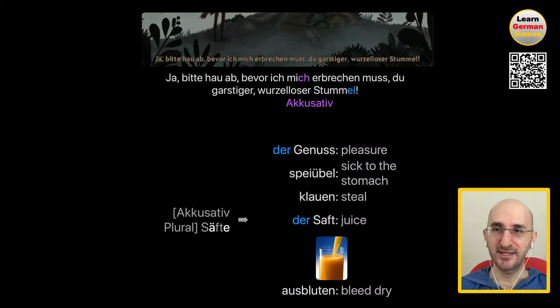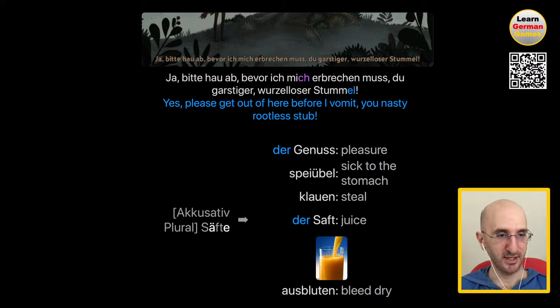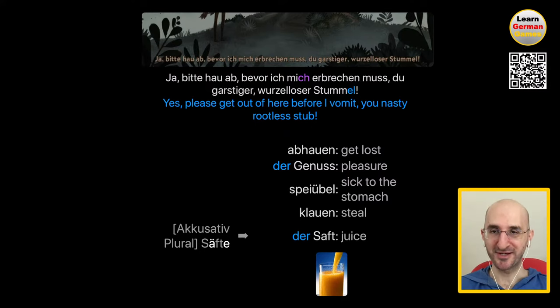Continue doing. Ja, bitte hau ab, bevor ich mich erbrechen muss, du garstiger, wurzelloser Stummel. Abhauen is an informal way to say to somebody to scram, to get lost. But the joke here is that abhauen literally means to chop off. So the tree is telling the girl to chop off. This kind of joke only works whenever you really know the language in depth.